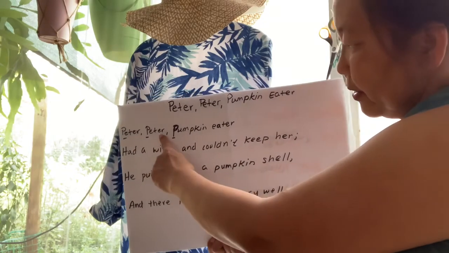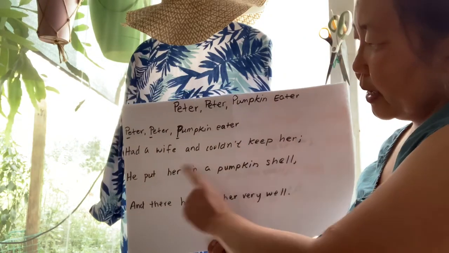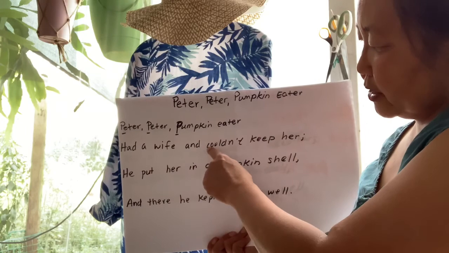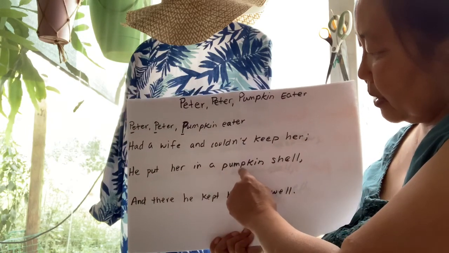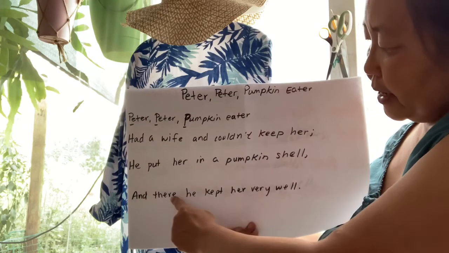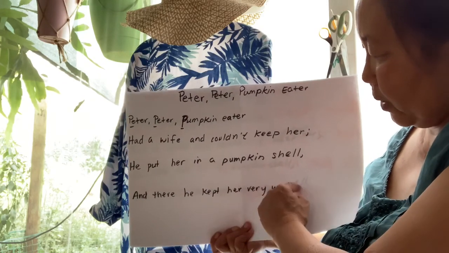Peter, Peter, Pumpkin Eater, had a wife and couldn't keep her. He put her in a pumpkin shell, and there he kept her very well.